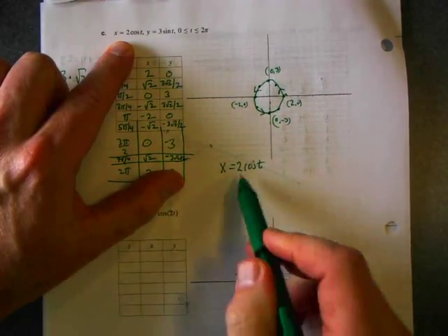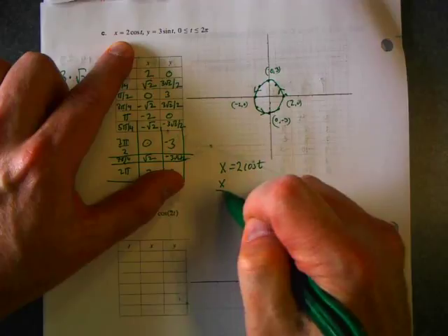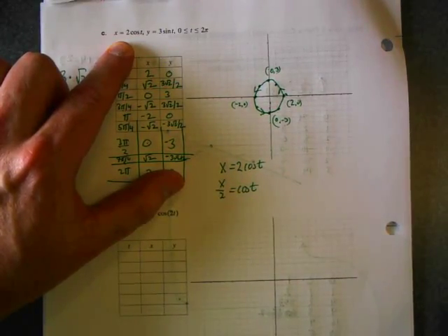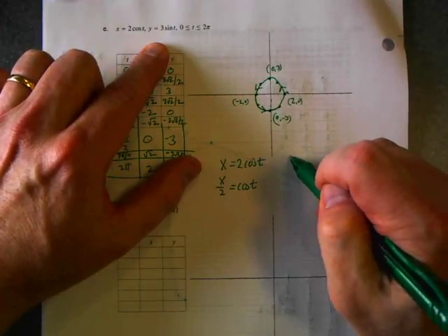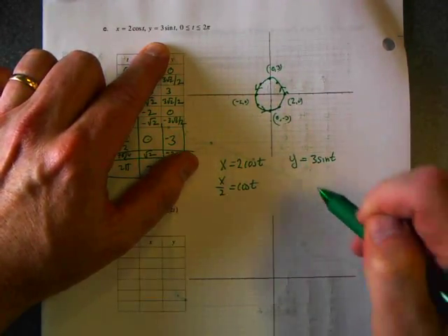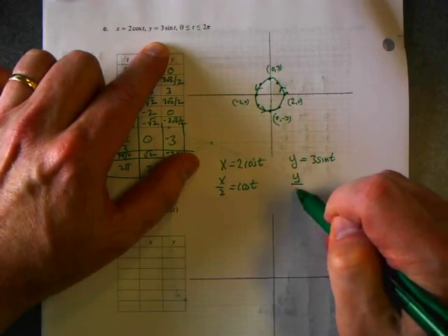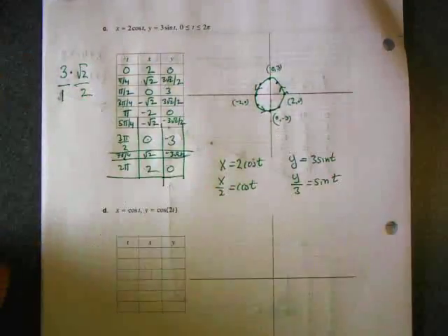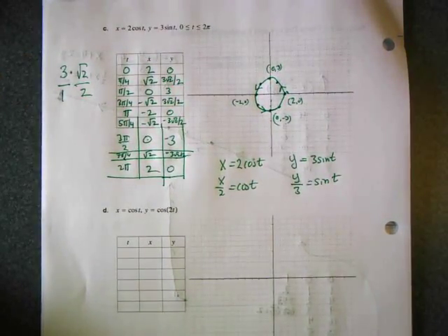I'm going to take this and I'm going to divide both sides by 2. So x over 2 is cosine t. I'm going to take my other equation, y equals 3 sine t, and I'm going to divide it by 3. So y over 3 equals sine t.